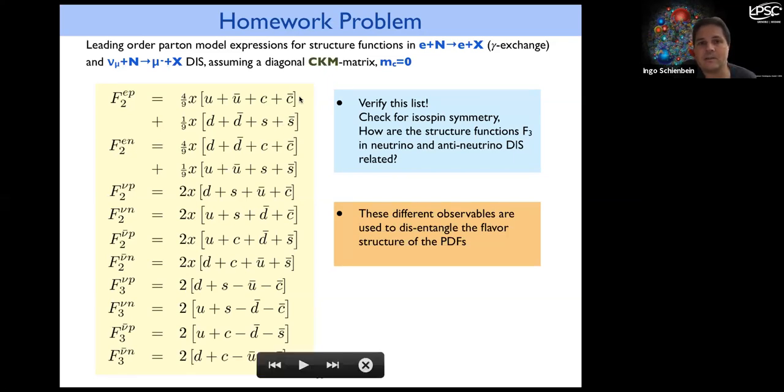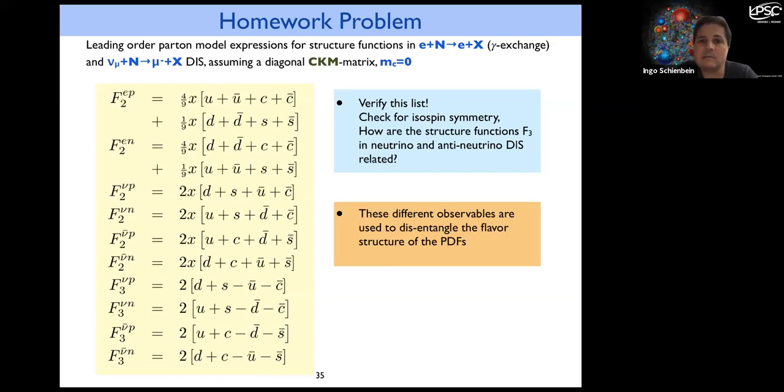If we neglect the CKM matrix, we don't produce a charm quark from a down quark. And so you can think about which quarks can come in, and there is no electric charge. We can think about weak couplings and verify these structure functions.